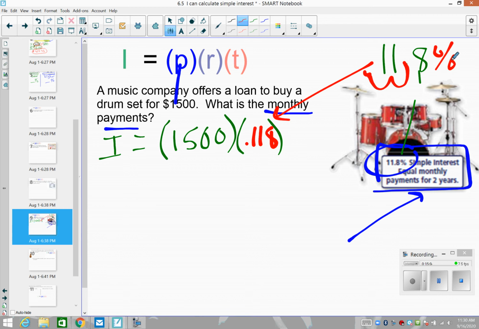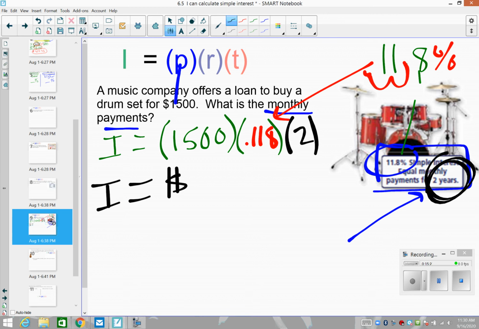And now it says in the problem that we are going to do that for 2 years. Not cool, because you have to pay on that. So go ahead and multiply that out. A principal of $1,500 is what you're going to borrow. You have to pay interest on that, in decimal form 0.118, and we're going to do that for 2 years. That means you will have to pay $354 in interest.